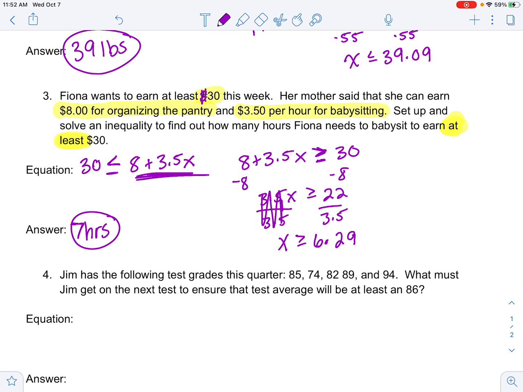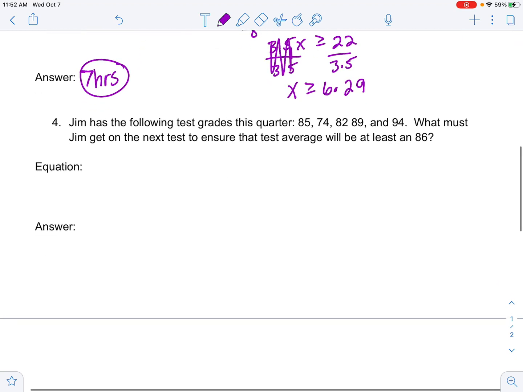Okay, so those should all look decently similar to our linear problems. Now this next one's going to be a little bit different, but I think a little bit more applicable. You guys could actually use this one. Okay, so Jim has the following test grades this quarter. So here's our lovely numbers. What must Jim get on the next test to ensure that the average will be at least an 86?